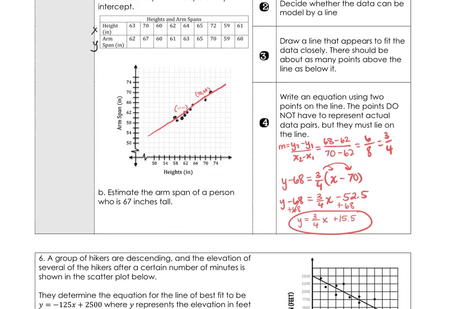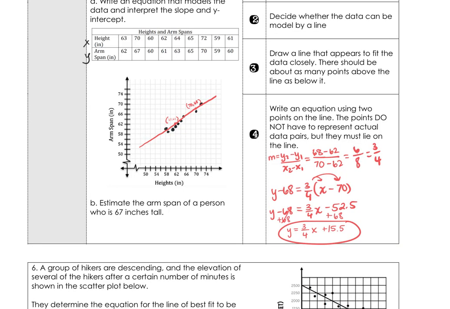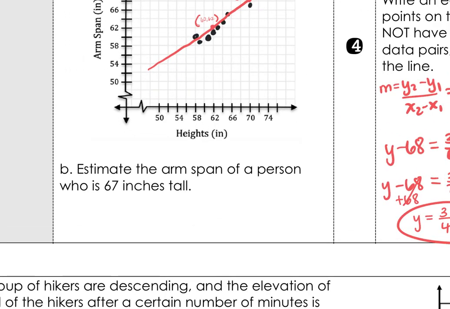So now we've been able to construct our scatter plot, draw our trend line, write an equation for our trend line, y equals 3/4 x plus 15.5. And now we're going to practice using our trend line or our equation, because part B says estimate the arm span of a person who is 67 inches tall. So remember, the height of a person is our x value. So they are giving us a value for x, which is 67.